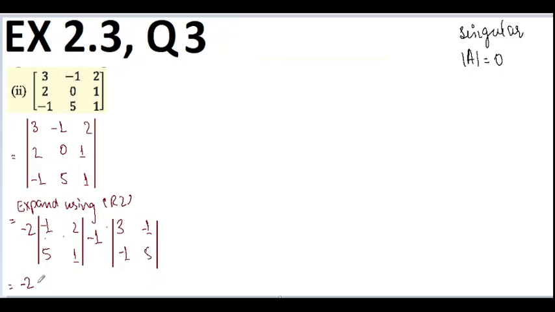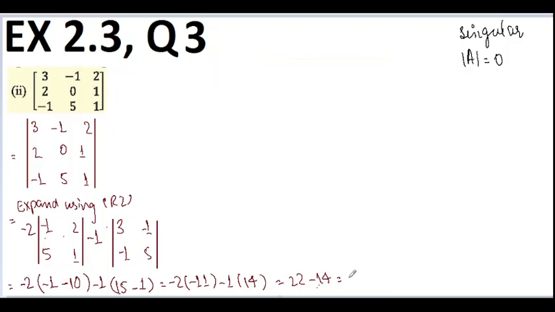Now we are going to solve it. -2 into -1 into 1 gives us -1 with a negative sign in between the two product of the two diagonals, and then 5 into 2 gives us 10. -1 will remain as it is, and then 3 into 5 gives us 15. Negative sign, -1 into -1 gives us 1. It is equal to -2 into -10, -1 gives us -11, -1 into 15, -1 gives us 14, minus 2 into minus 11 gives us 22, minus 14, which is equal to 8. And this is a non-singular matrix because the determinant is not equal to 0, non-singular.